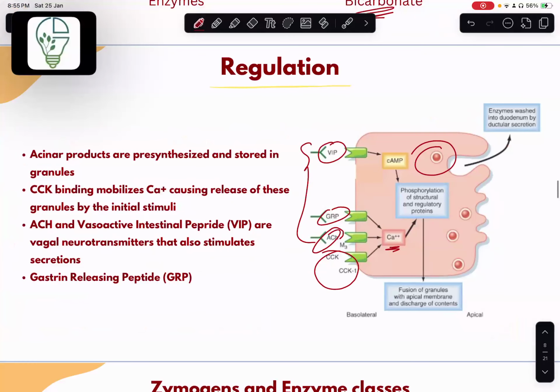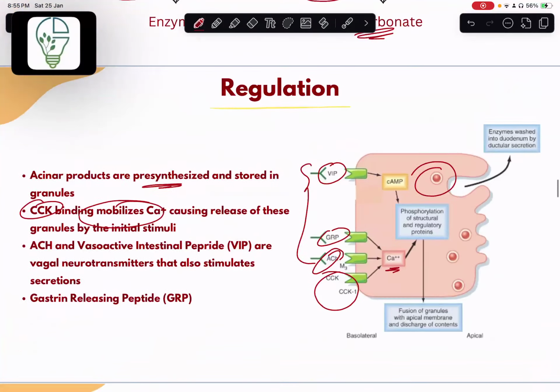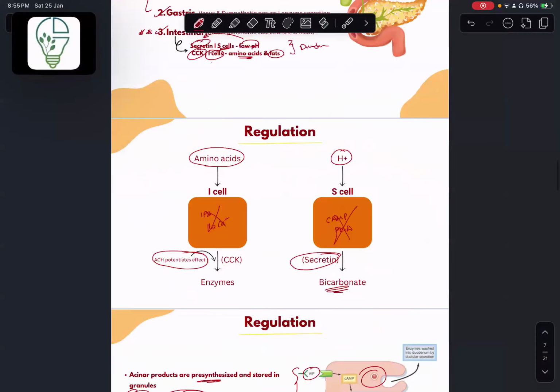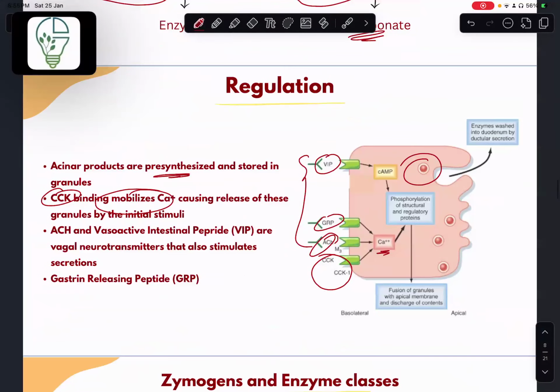As we said, pre-synthesized and stored. CCK binding mobilizes calcium. Calcium moves to the granules, which are released by the initial stimulus. VIP, acetylcholine, and GRP are all examples of neurotransmitters. This was wrapping up the regulation part. It's really simple, nothing much to it. Going next with the enzymes themselves.